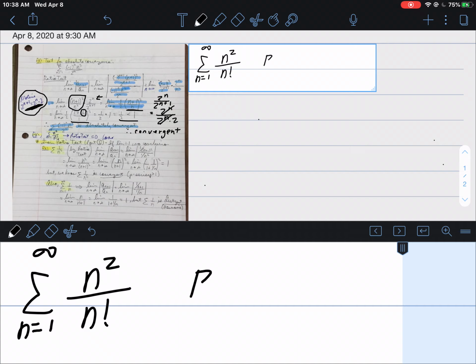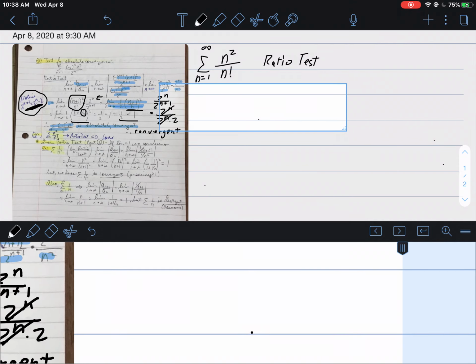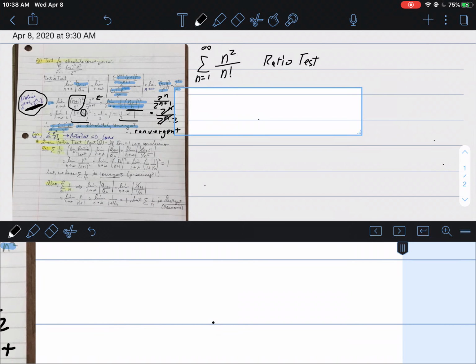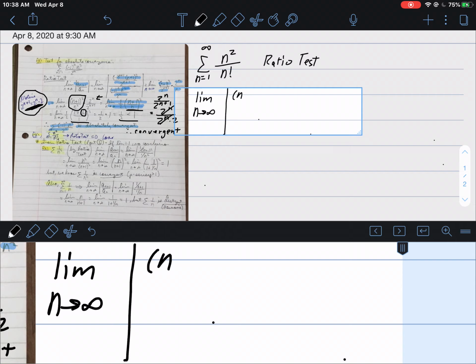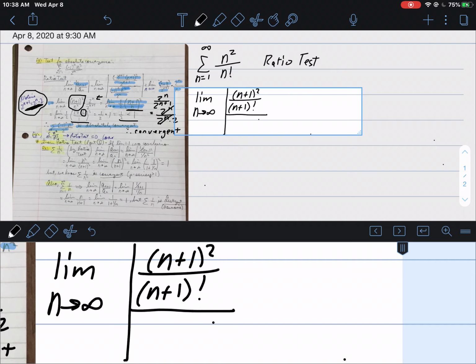All right, so now what am I doing? I'm using the ratio test. Like we always say with these, you have to identify what test you're using, or at least when you're done, what test did you use to make the determination. So I'm using the ratio test, which says I can look at the limit as n approaches infinity of the absolute value of a sub n plus 1, which would be n plus 1 squared over n plus 1 factorial, over a sub n, which is n squared over n factorial.